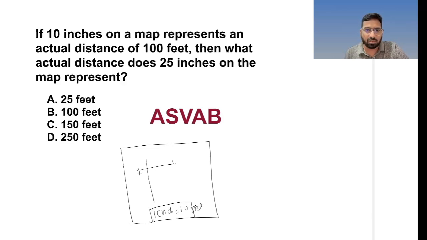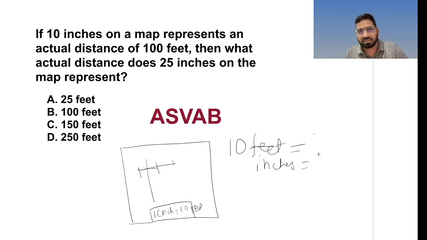Based on that, we calculate the length of this line, and then we calculate what would be the distance between this and this point in the real world. A similar question is here. We just have to identify what will be the distance of 25 inches in real representation, right? So given is 10 inches represents 100 feet.